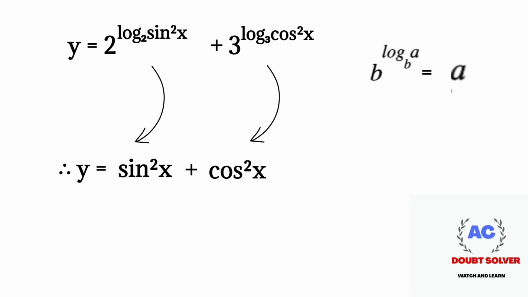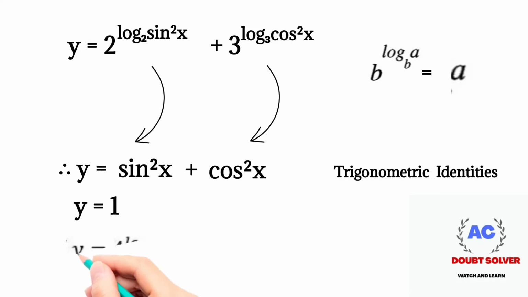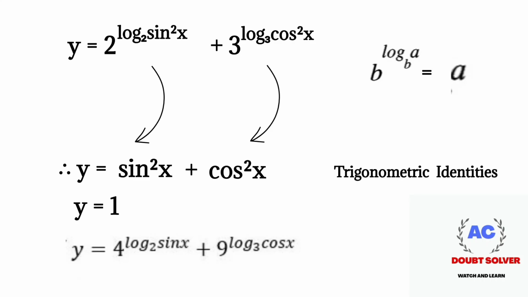We know the trigonometric identity, sin square x plus cos square x is 1. So therefore y is equal to 1. As we considered y is 4 to the power log to the base 2 sin x plus 9 to the power log to the base 3 cos x, it is equal to 1.